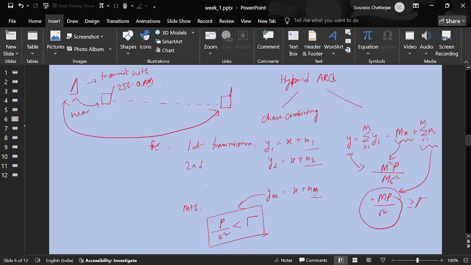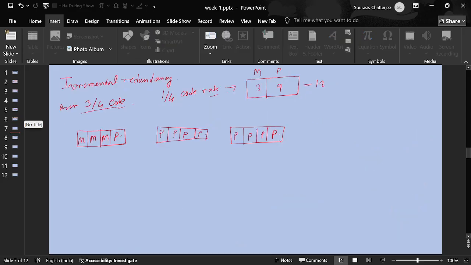Okay, let's talk about chase combining. In chase combining, does my effective code rate change? No, it will not change. Why will it not? Because we are retransmitting the same message again and again. Correct, the message bits plus parity bits. And what about this incremental redundancy? Here there is only one set of message bits and all the rest are parity. So what is the change?